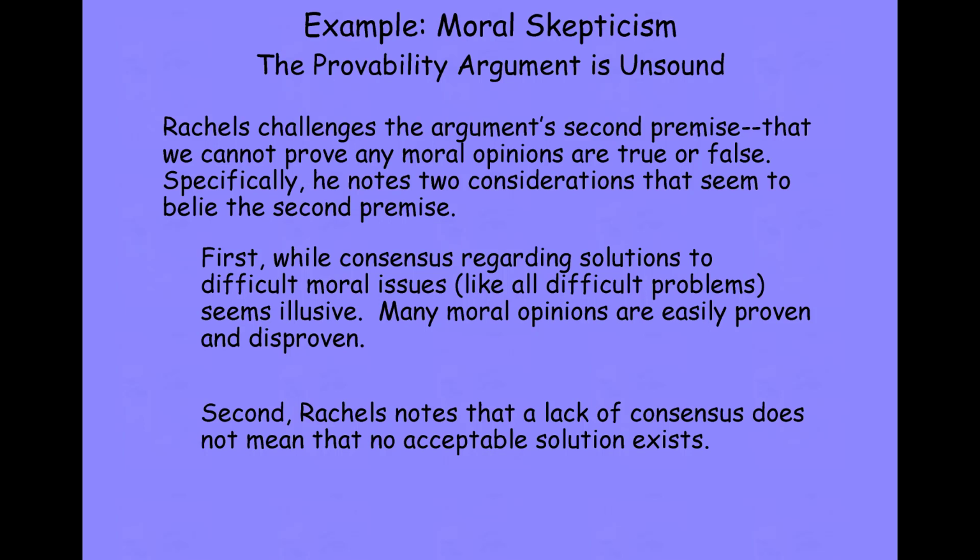So Rachel then wants to conclude that the provability argument is unsound. It has what looks like a false premise. And because it has a false premise, it doesn't matter if it's valid or not. It doesn't matter if the other premises are true. A valid deductive argument also has to have all true premises in order to be successful, in order to give us good reasons to adopt the conclusion. And since this argument seems to have a likely false premise, it doesn't give us good reasons to adopt that moral skeptical conclusion that the argument has.